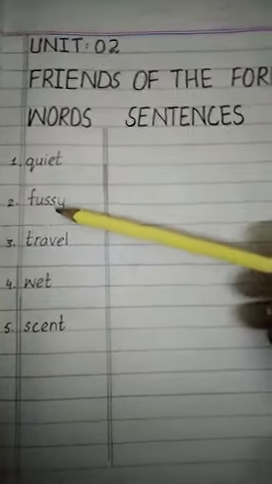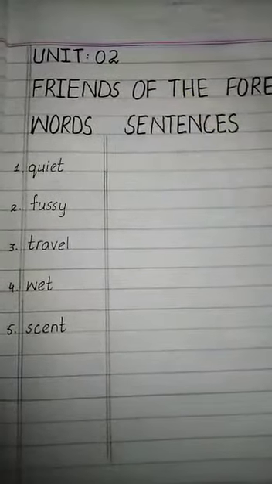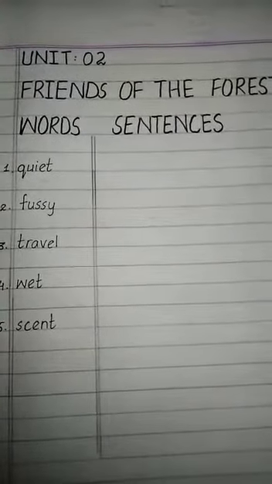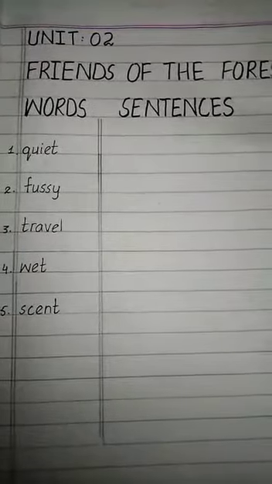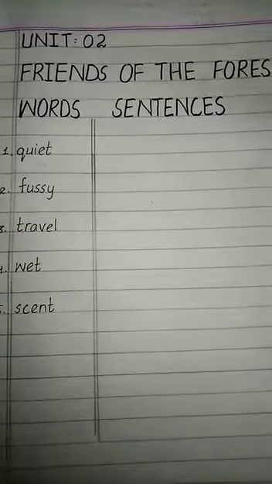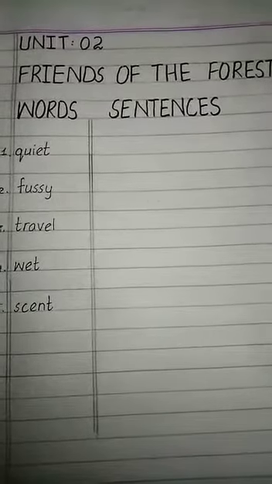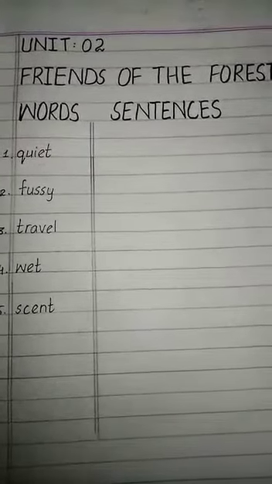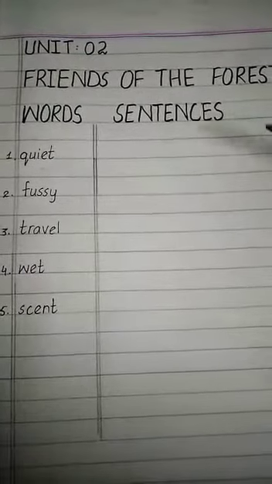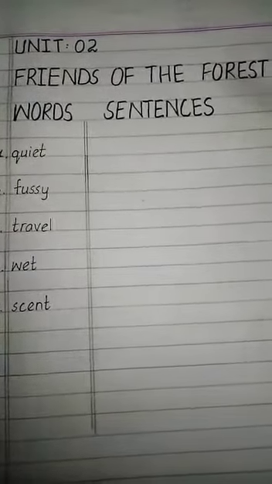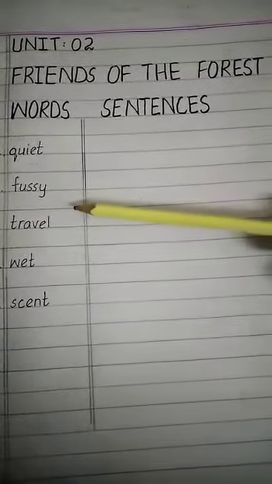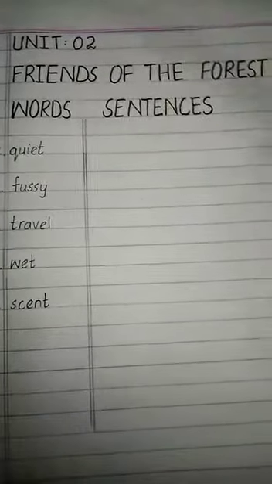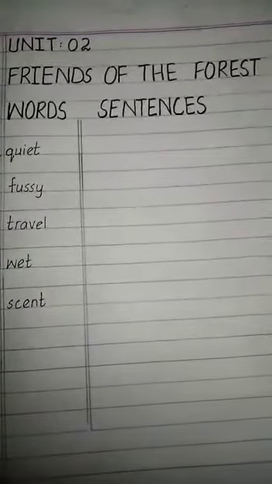Number 2 is fussy. As I have told you, if you are using it for a person, it means a person who complains a lot is a fussy person. So we can make a sentence that she is quite fussy about her dressing. She is quite fussy about her dressing, means कि वो अपने कपड़ों के मामले में जो है वो बहुत ज़्यादा नखरे करती है या बहुत ज़्यादा complaints करती है. Next sentence is he is a fussy eater. A fussy eater means a person who does not eat everything. Okay, so he is a fussy eater.